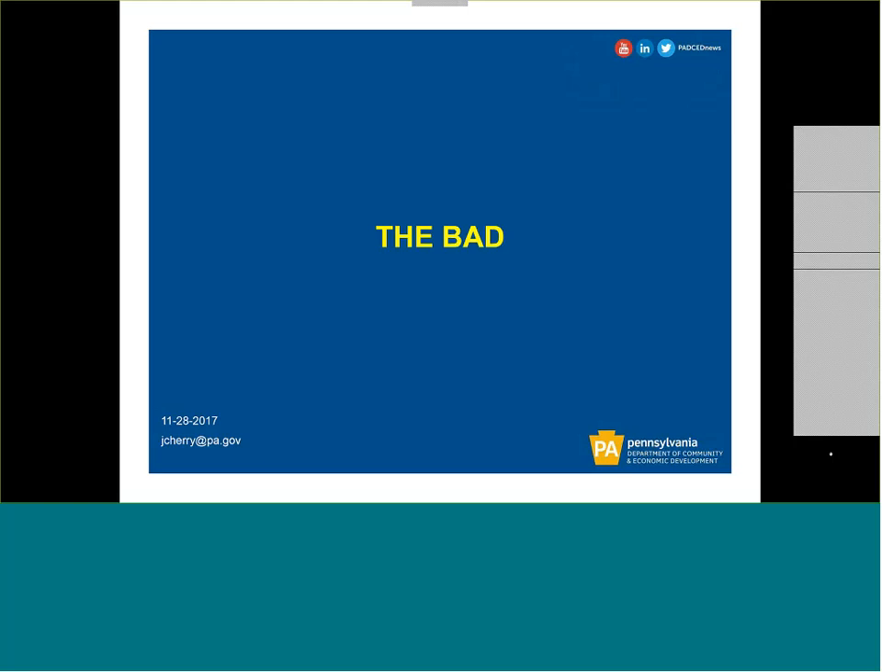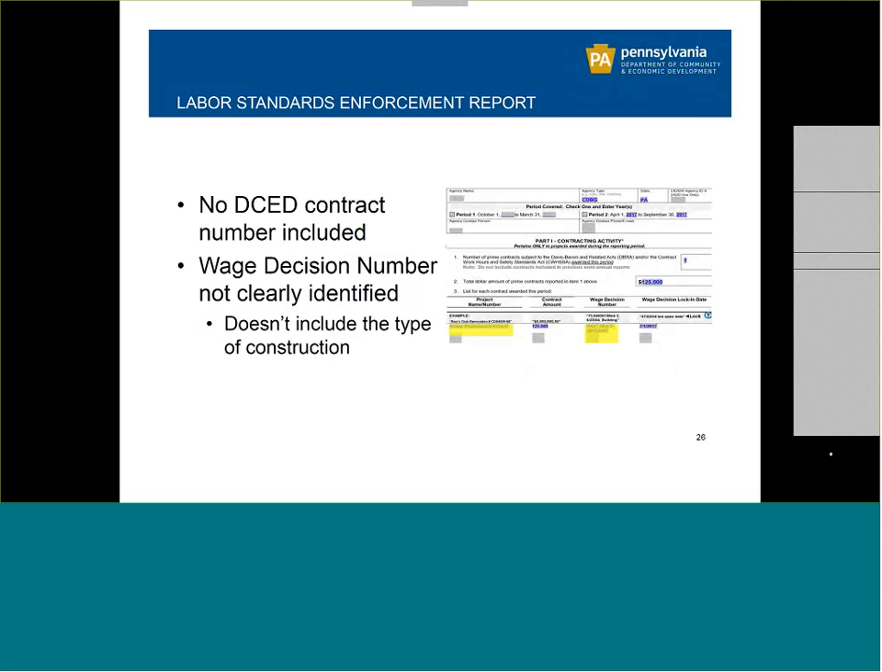Moving on to a bad type of example, where you can barely read it. My apologies. There's no DCED contract number included on this report, so we can't reference it back to a DCED blue bag or that type of thing. The wage decision number is not typically identified on this report.